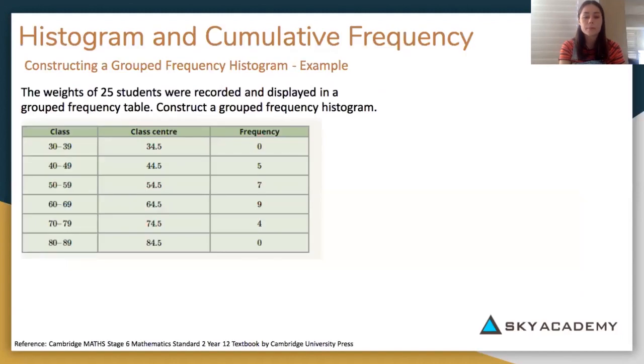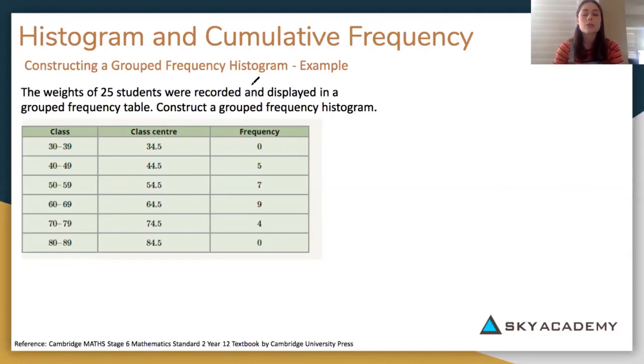So here we have the weights of 25 students recorded and displayed in a group frequency table, and we have been asked to construct a group frequency histogram. So remember, histograms are the one with the boxes on it. So that's what we're going to do.